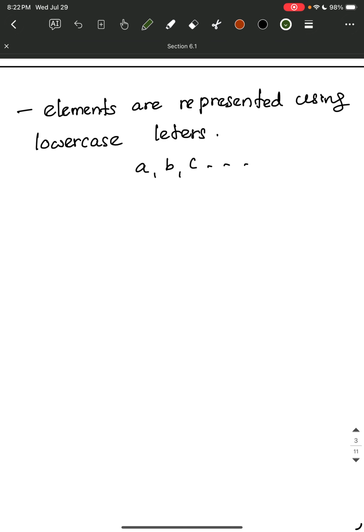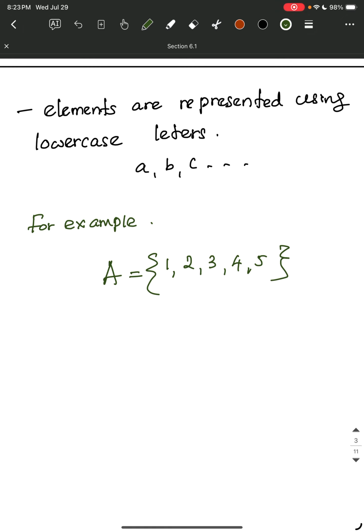Okay, let's see a simple example for a set. For example, set A, we have the numbers 1, 2, 3, 4, 5 within braces. We will discuss more about set notation later. So here you can see the set A, represented by the uppercase letter A, and the elements are 1, 2, 3, 4, 5 within braces. We must represent the set within braces. Here the numbers 1, 2, 3, 4 and 5 are the elements of the set.